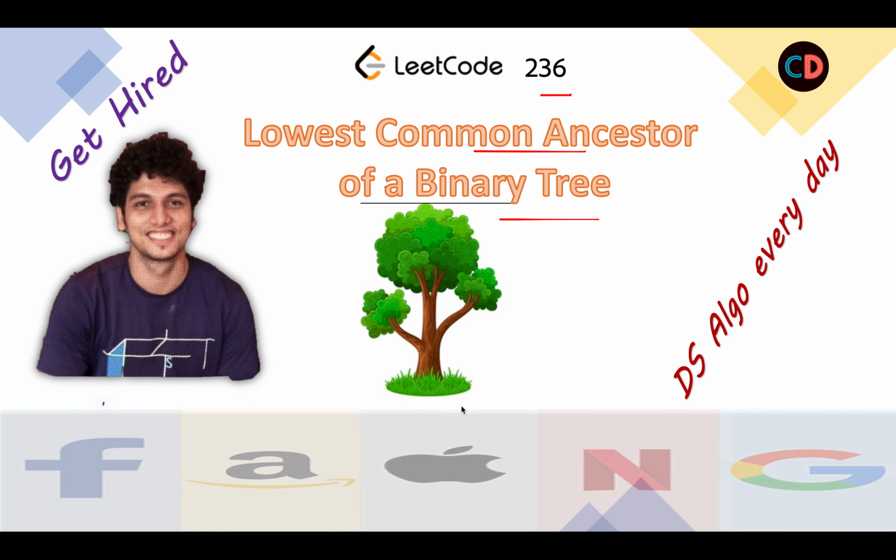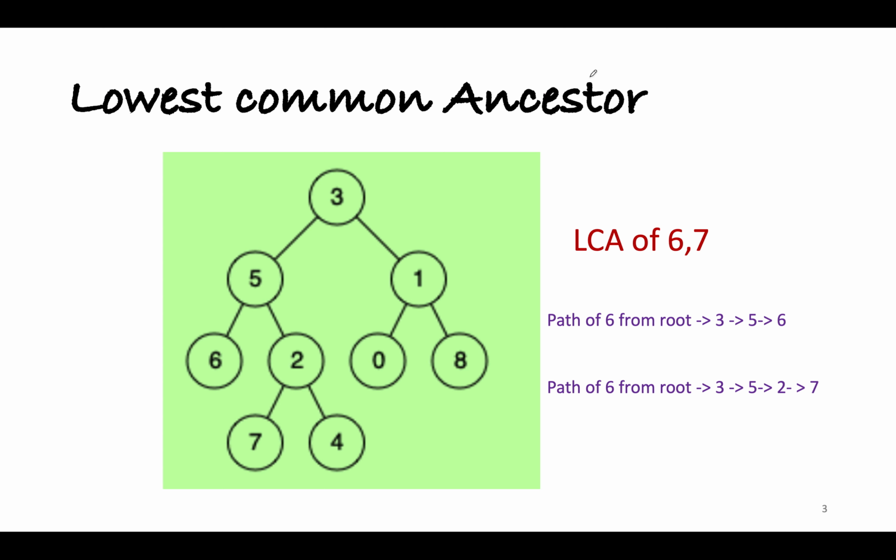Lowest common ancestor of a binary tree, LeetCode 236. Let's try and understand the question by an example. We are given a binary tree, and let's hypothetically assume we want to calculate the lowest common ancestor of 6 and 7. This is the 6 node and this is the 7 node. What would be the lowest common ancestor of these two nodes? It would be 5, this particular node, because this node is lowest in the tree through which both the nodes are reachable. 6 is directly a child of 5, and the other one, the 7, is also reachable along this particular path 2, 7.